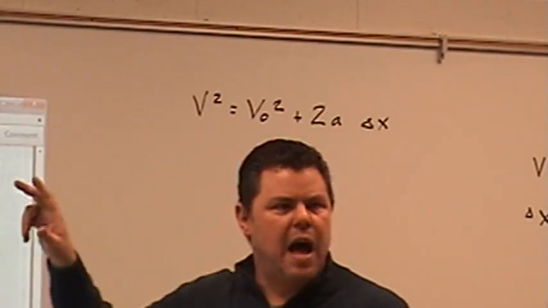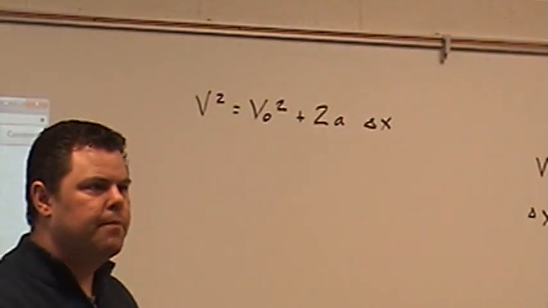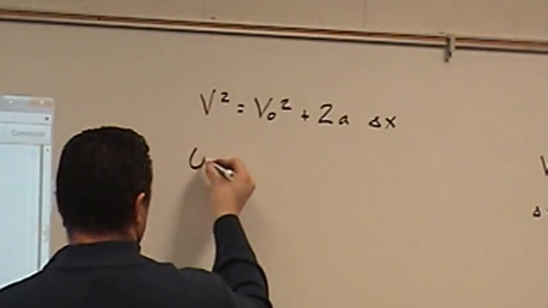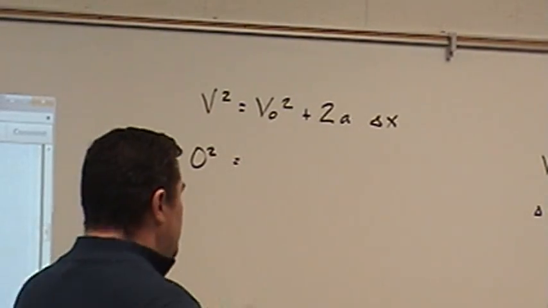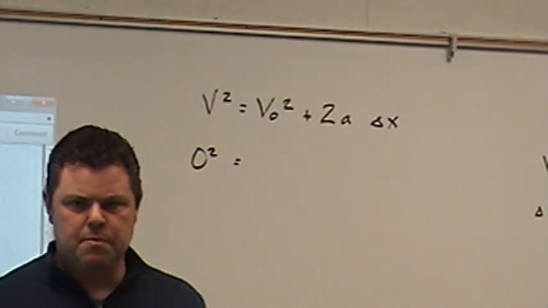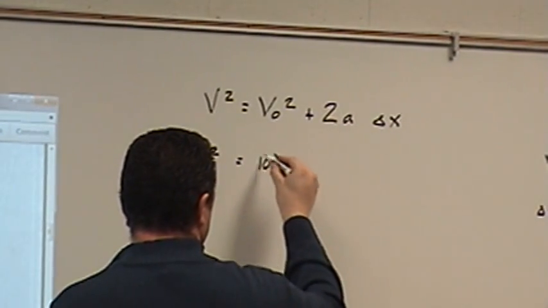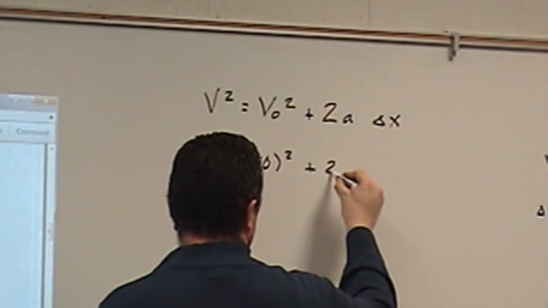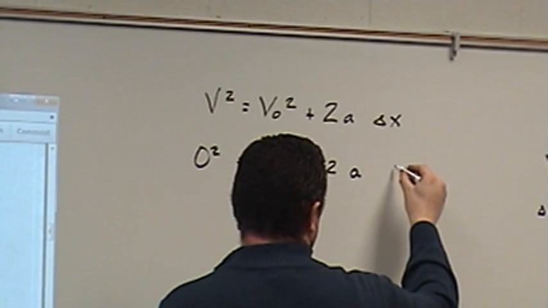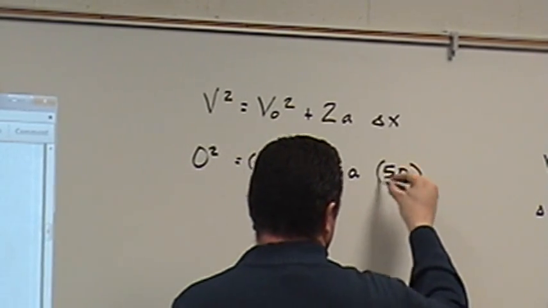If you're coming to a stop, what's your final velocity going to be? 0. The beginning velocity, I'm going to make up some numbers first. For instance, let's say you're going 10 meters per second, and you can find your acceleration if you want to stop in, let's say, 50 meters.